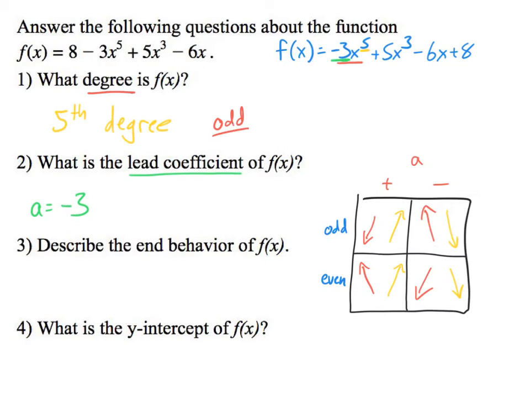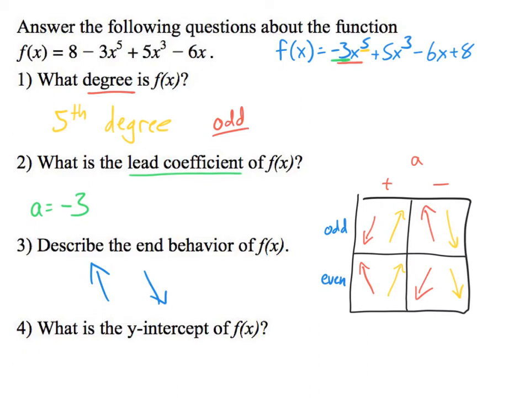So if we look at this one, we notice that it's odd and it's negative. When it's negative, we know it's down on the right, and if it's odd, it's going to go opposite. So it looks like this graph. Our answer here is going to go down on the right and up on the left, which you can describe in words. There's a lot of different things you can do to describe it.